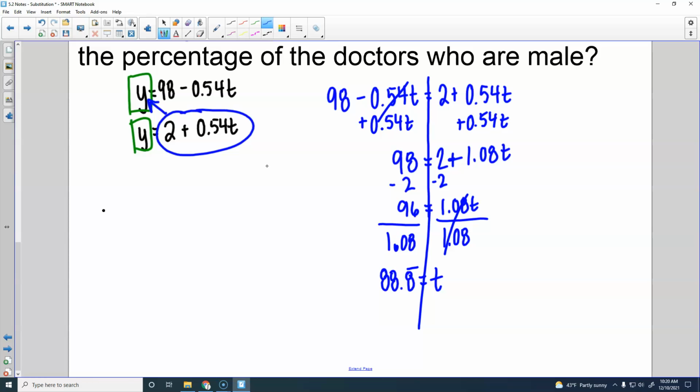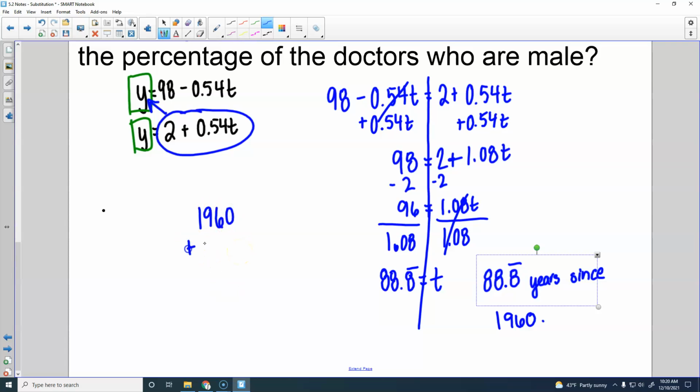So remember, our t is years since 1960. So what this means is we got 88.8 repeating years since 1960. We need to add that to 1960. Okay? So you could tell me 88.8 repeating years since 1960, but a better way to say that would be to take 1960, you know what, plus 88.8. I need to back up. I think I messed up earlier. And we will get 2048.8 repeating. So somewhere between 2048 and 2049.